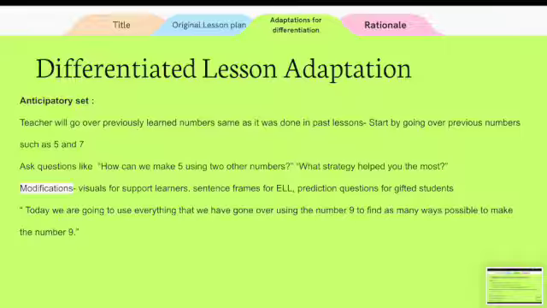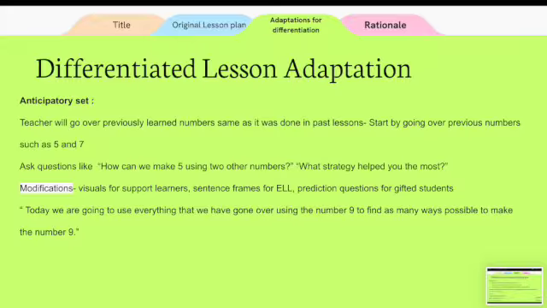So for our anticipatory set, we want to go over that same thing that we did in our past lesson. So the teacher will go over previously learned numbers such as 5 and 7. We're going to ask questions the same way. How can we make 5 using 2 numbers? What strategies helped you the most? But for our modifications, we are going to have our visuals for our support learners, sentence frames for our English language learners, and prediction questions for our gifted students.